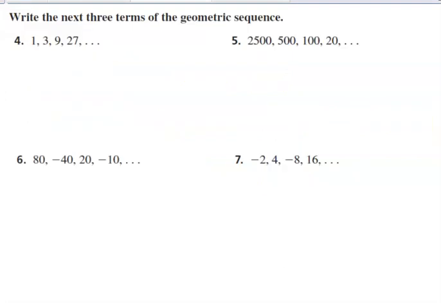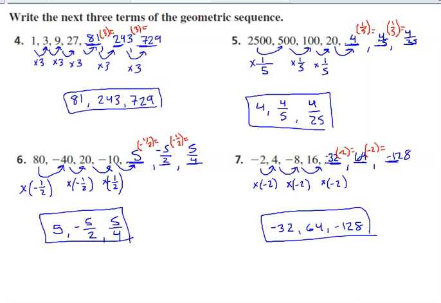Go ahead and take a moment, pause the video, and try these 4 on your own. You can take a moment, pause the video to check your answers. If you find any mistakes, make sure you go back and fix them.